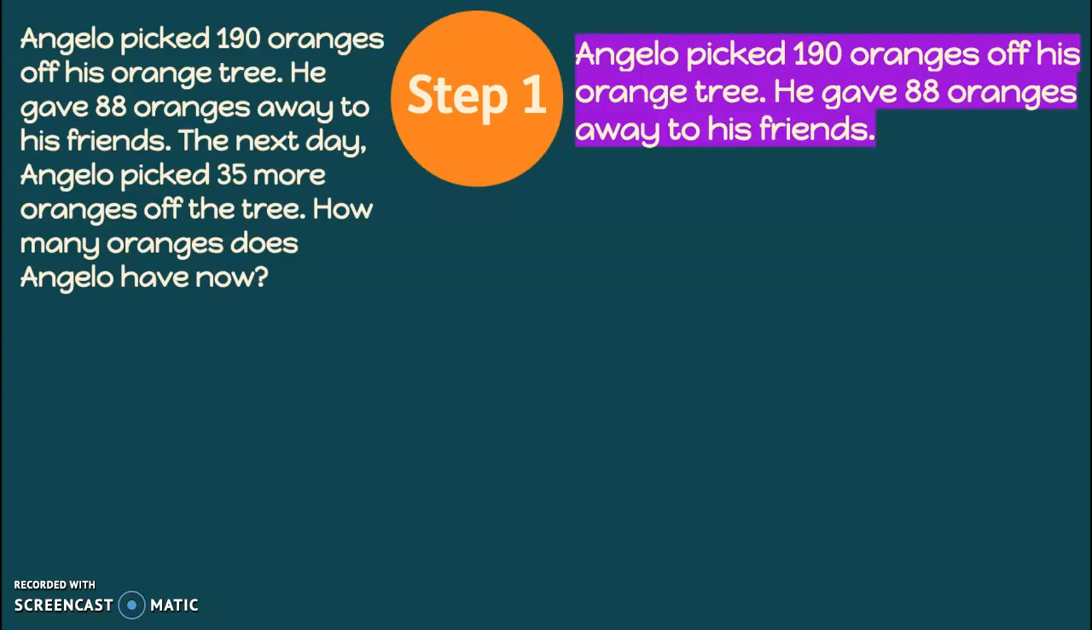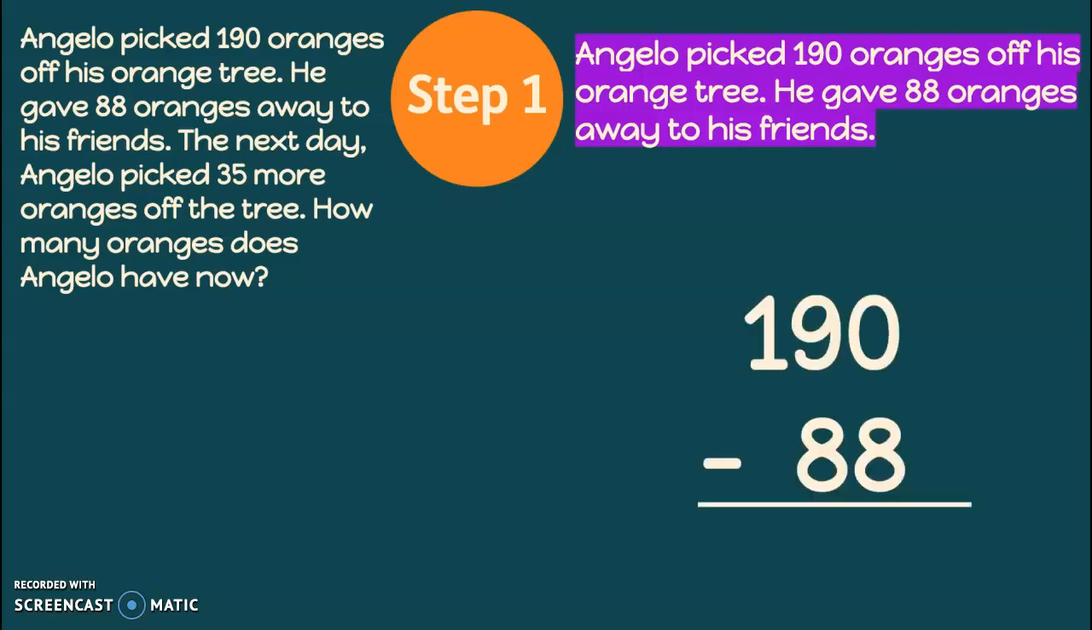We found that Angelo picked 190 oranges off his orange tree. He gave 88 oranges away to his friends. Do you think we are going to add or subtract to get our answer? If you said subtract, you are correct because Angelo gave away oranges. Let's set up our problem. We have 190 minus 88.